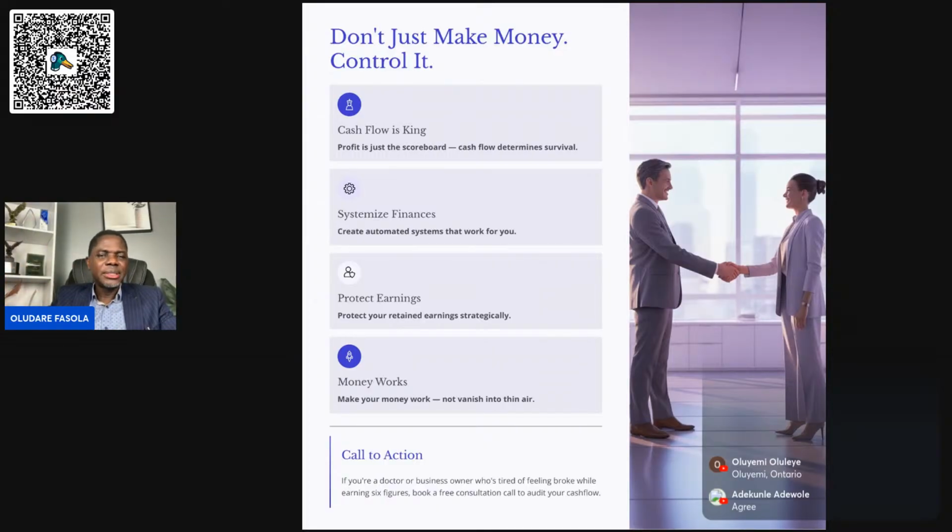So how do you manage all of this? Canada is a country where, when it comes to taxes, you need to sit down and say, how can I manage my tax in such a way that I will take a lot of money home? I will have enough money in my bank account. Make your money work, not vanish into thin air.